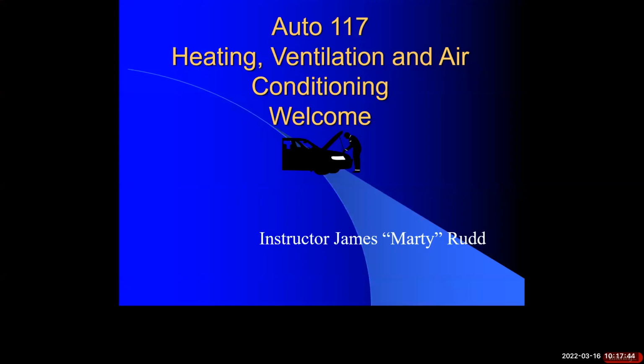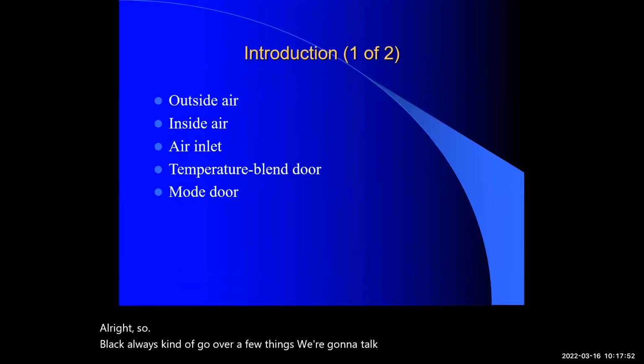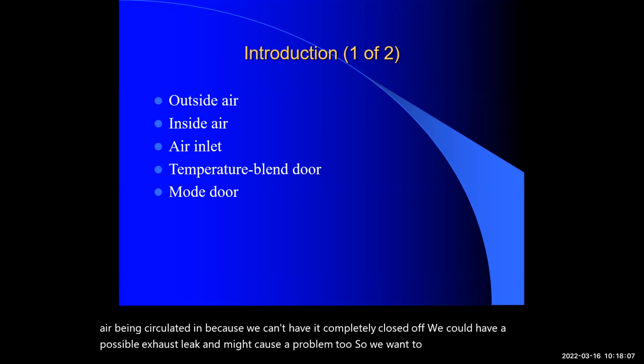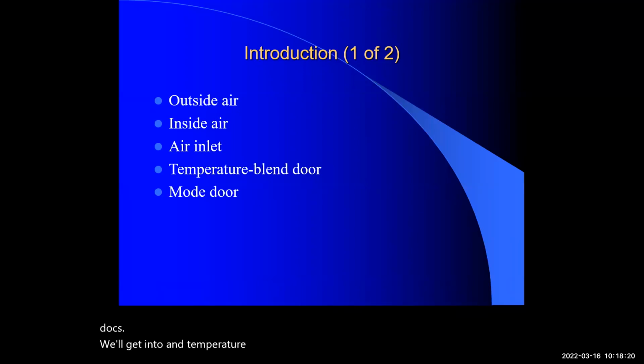All right, so like always, we'll go over a few things. We're going to talk about the outside air being circulated in, because we can't have it completely closed off. We could have a possible exhaust leak and that might cause a problem too. So we want to make sure we have good airflow coming in, and also the inside air moving around, and the inlet ducts we'll get into, and temperature blending, and then mode doors.